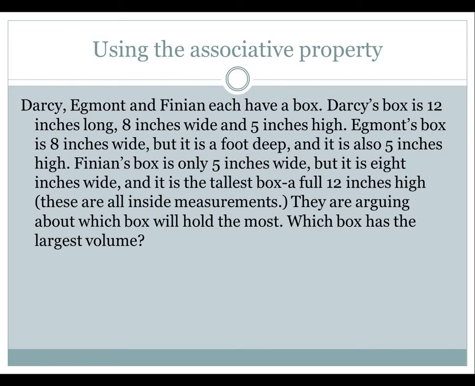Okay, 5 inches long, 5 inches wide, and 8 inches wide. It is the tallest box, a full 12 inches high. These are all the inside measurements. They are arguing about which will hold the most, which box has the largest volume.